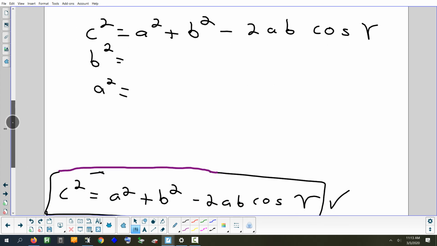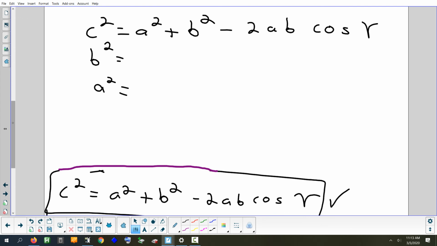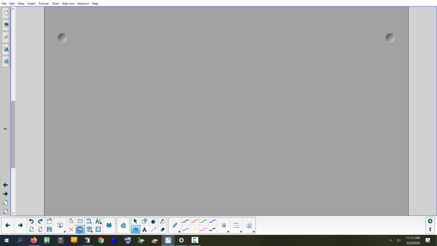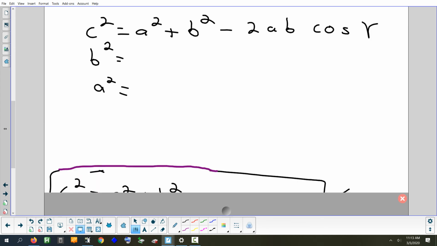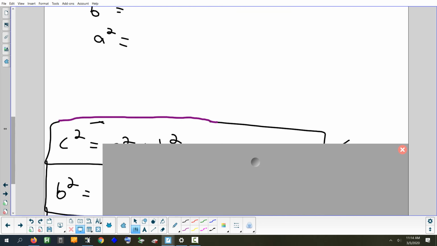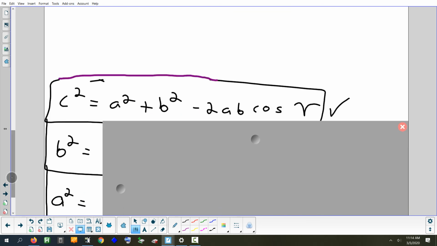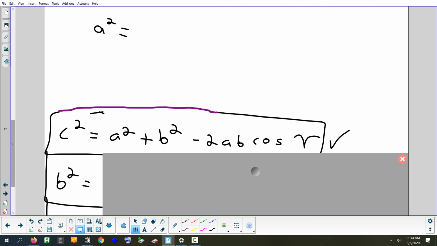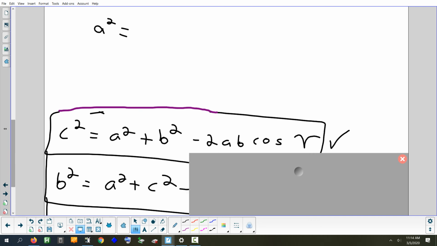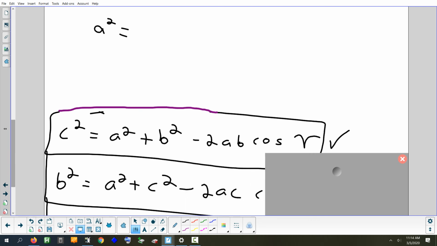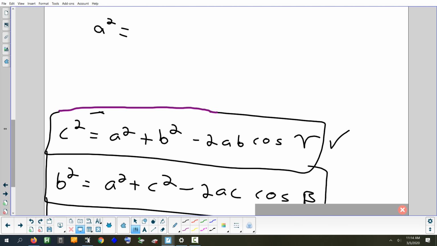So that's the first version of the formula. How about the version that begins with b squared? Anyone think they can tell me what that one would be? Yep. a squared plus c squared, minus 2ac cosine beta. Again, that's not a different formula, that's just taking the same formula and writing it a different way.